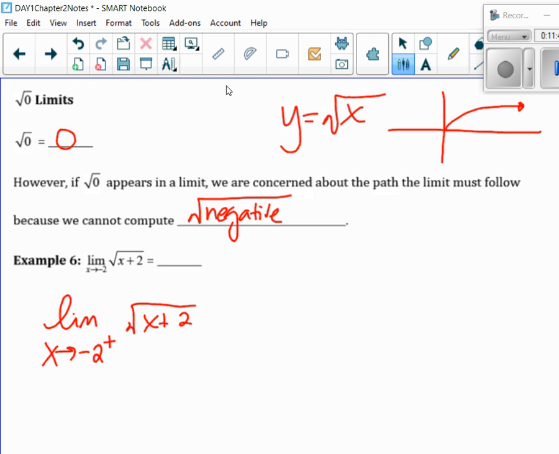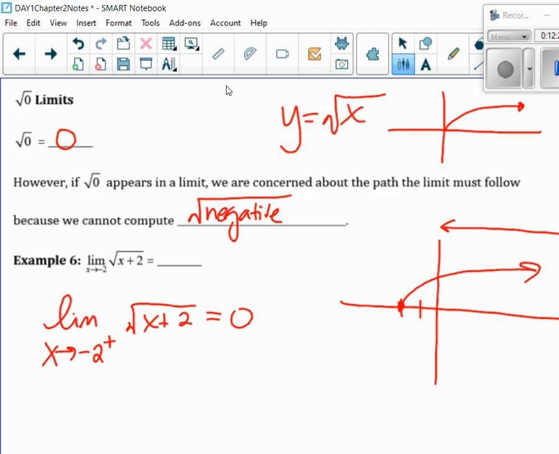Once I do it from the right, does everybody understand from this point now what negative 2 plus actually means? Negative 1.9, negative 1.99. Okay, so if I plug in negative 1.9 in here and I add 2 to it, will I get a positive? So I actually get 0 out of that, which makes sense because what does this look like graphically? Do you remember what y equals the square root of x plus 2 is? Just shifted left. So does that make sense? When the limit comes from the right of negative 2, it equals 0.